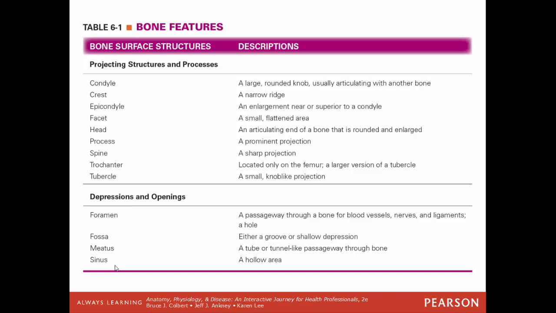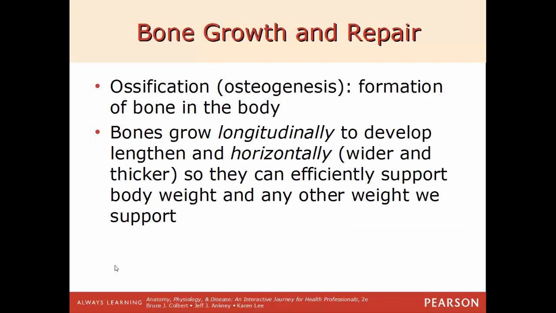Magnum means large, so foramen magnum literally means large hole, and that's where the top of the spinal cord enters the brain. Next we'll talk about bone growth and repair. Ossification, or osteogenesis, is the formation of bone in the body. Again, osteo means bone, and genesis means the formation or creation of. So osteogenesis: the creation of bone.